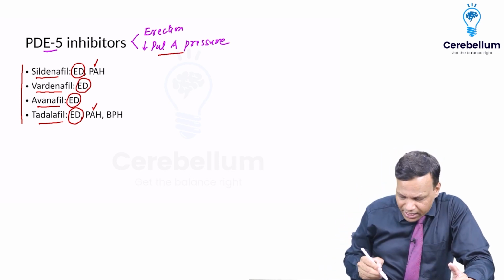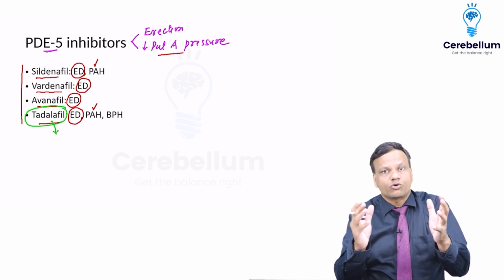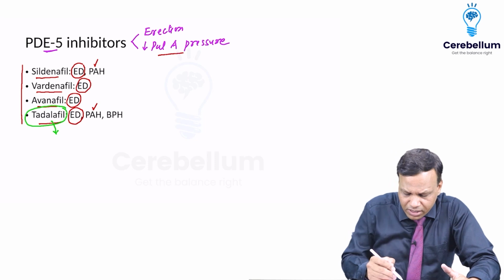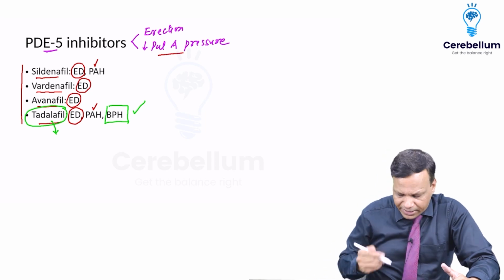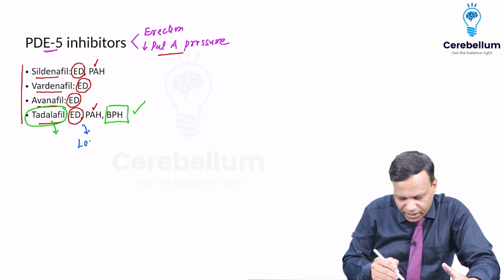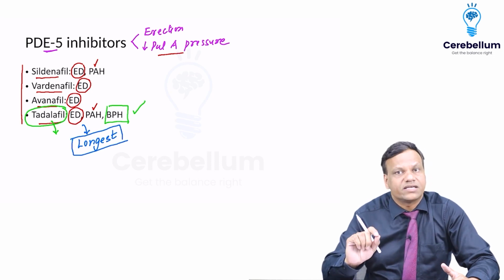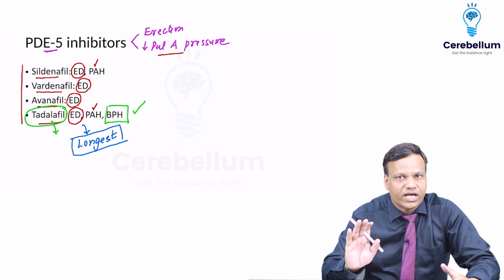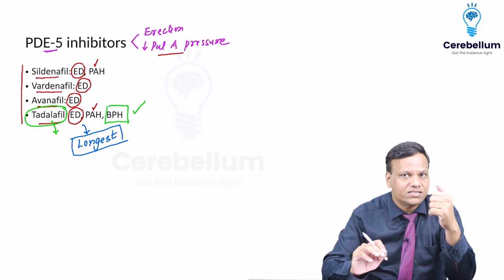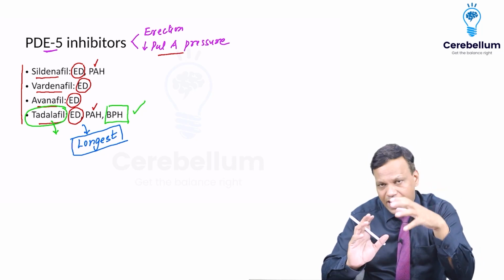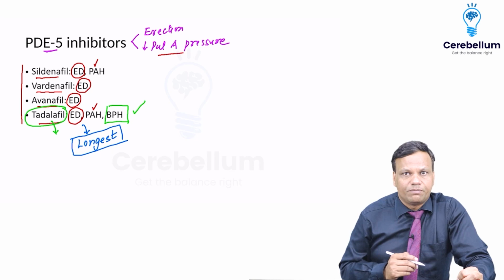And it has been found that tadalafil can decrease the growth of prostate. Prostatic hypertrophy can be reduced by tadalafil, so it has been approved for BPH also, benign prostatic hyperplasia. And tadalafil is the longest acting phosphodiesterase inhibitor. So three uses of phosphodiesterase 5 inhibitors: erectile dysfunction, all can be used; pulmonary artery hypertension, sildenafil and tadalafil are used; and for BPH only tadalafil is approved. So these are phosphodiesterase 5 inhibitors.